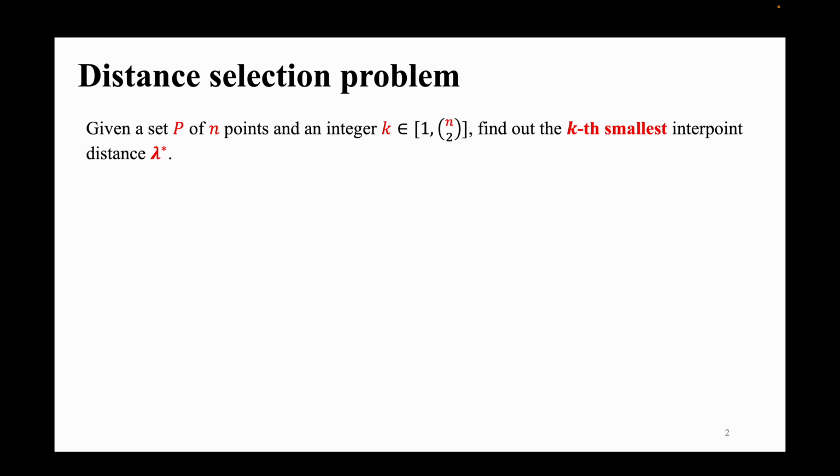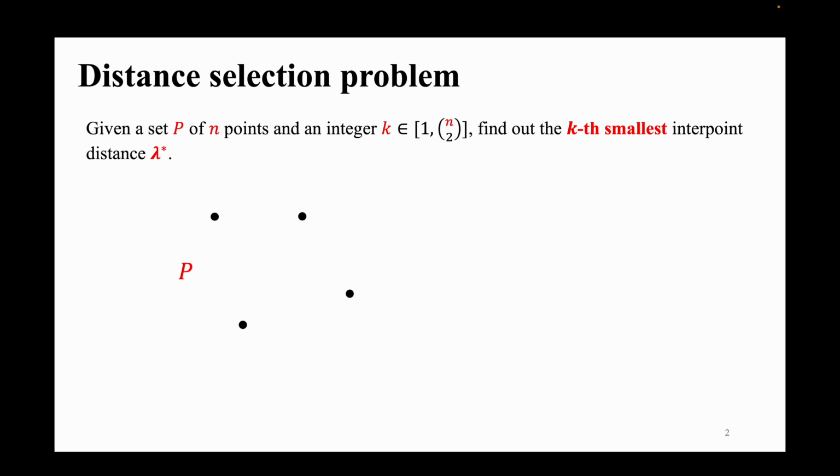The distance selection is a very fundamental problem in computational geometry. We are given a set P of n points in the plane and another integer k, which is in this range, and the target is to find out the k smallest interpoint distance lambda star.